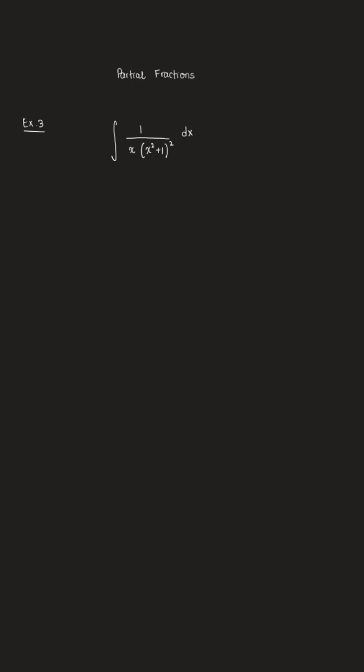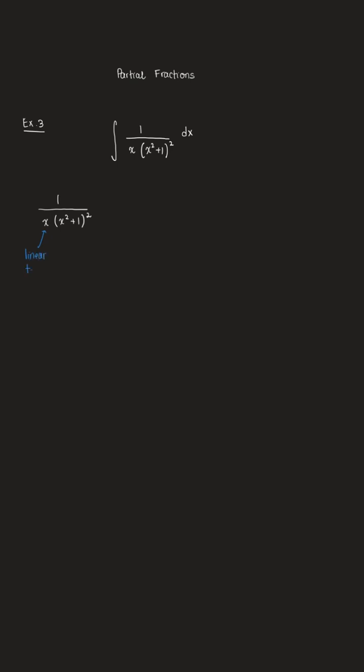Okay, our third example for partial fraction decomposition is the integral of 1 over x times (x squared plus 1) squared dx. So let's talk about our rational function and what our denominator looks like. It's fully factored. That's one thing to notice first. And we have x, which is just a linear term.